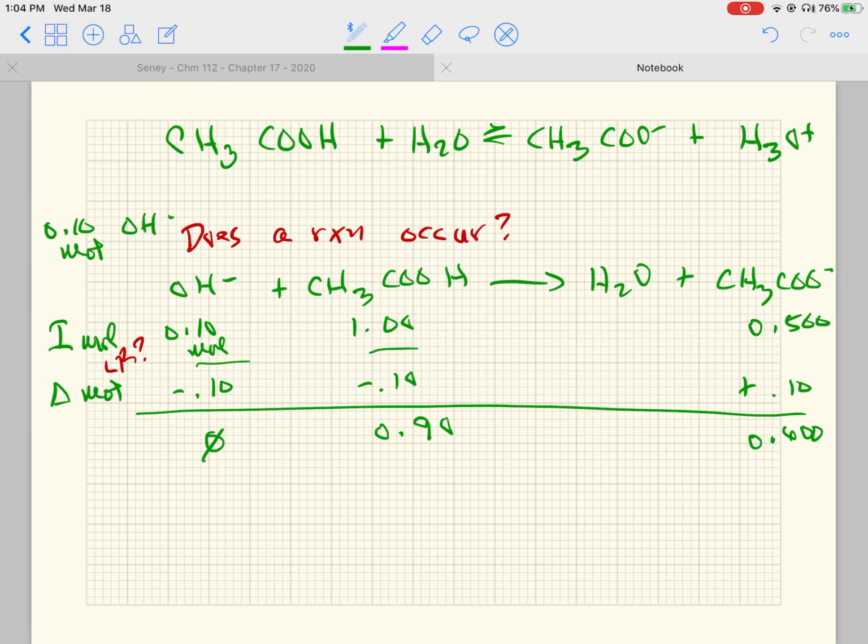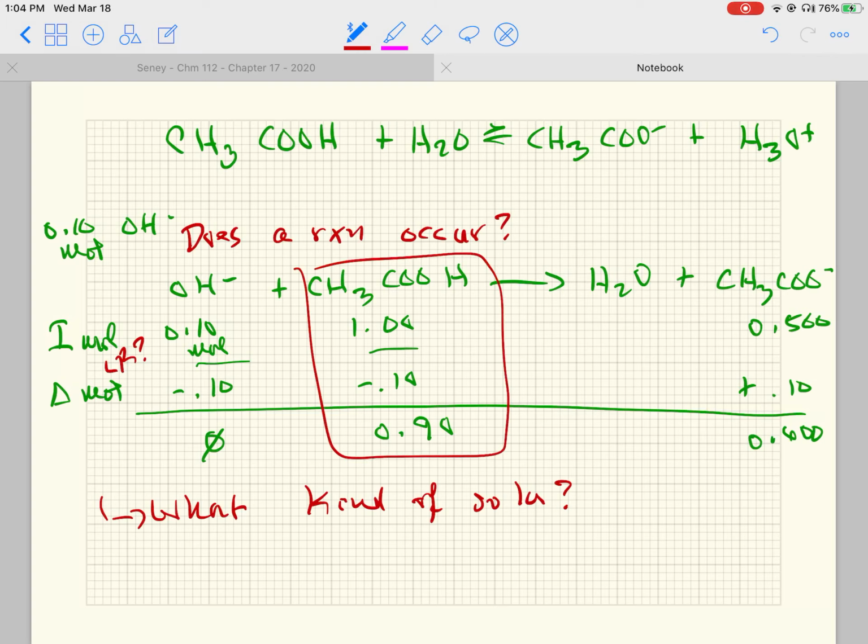And then that next question that we were told to ask is, what kind of solution do we have? And we had 3 choices, and so I want you to look at this and tell me, what kind of solution do we have? Look at what's in your flask. You have acetic acid left over, and you have acetate left over. So what kind of solution is it? Perfect. It is a buffer solution. And so that means you can go straight to the Henderson-Hasselbalch, and you can calculate the pH of that solution.